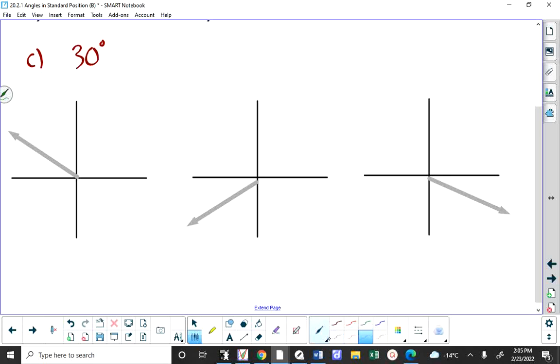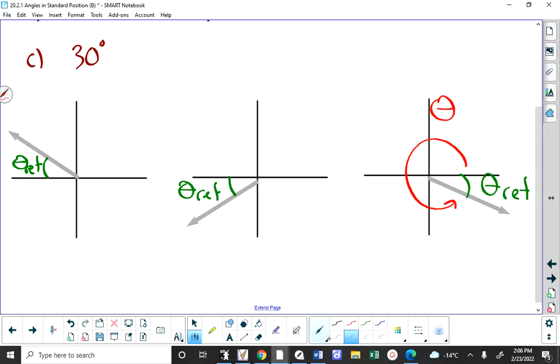This is our 30 degrees, the reference angle. The rotation angle is that, which is what we're asked to find. This is what we're asked to find, and this, which is what we're asked to find. I think you could probably finish it, but I will finish it anyway.